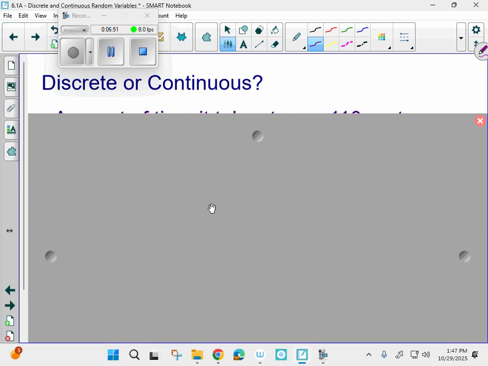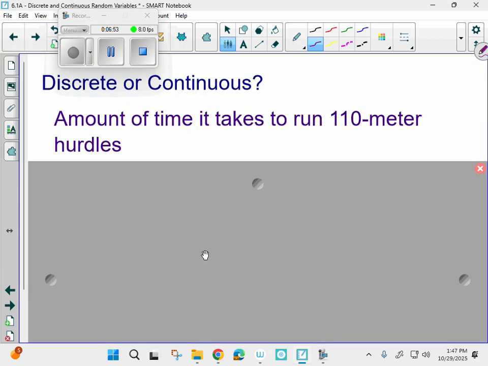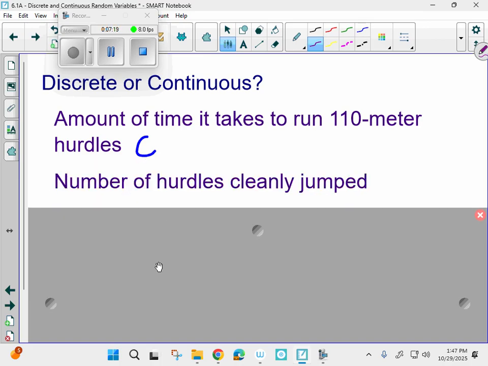Do you think the amount of time it takes to run 110-meter hurdles is discrete or continuous? It is continuous because you stop your stopwatch and it's going to be like 12.25678 seconds, right? And you don't round to 12 seconds because the runners are all within 1 second of each other, and you beat them by a hair of a second, okay? And then how about the number of hurdles cleanly jumped? That would be discrete, okay? You cannot jump 1.5 hurdles.